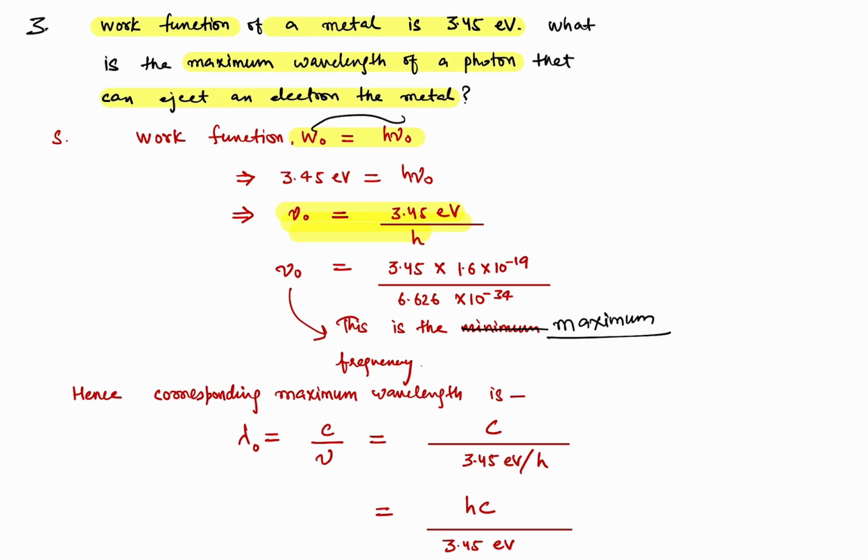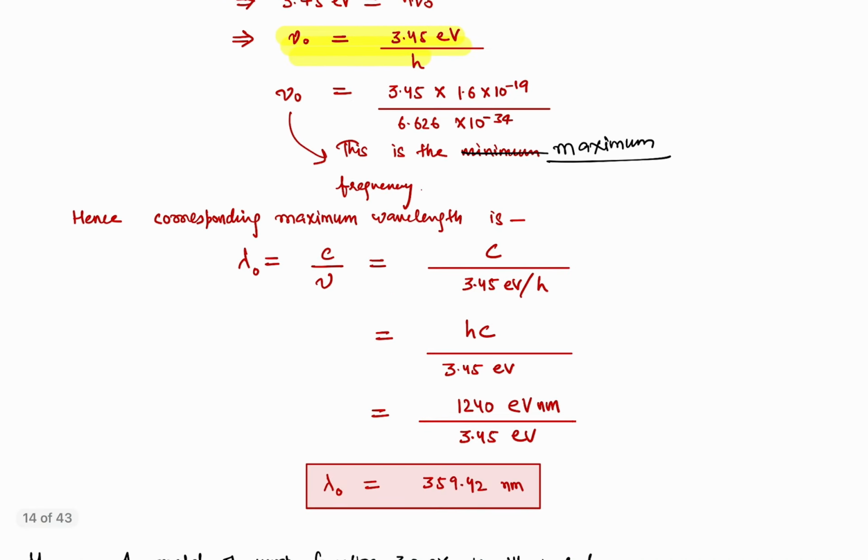Because work function is directly proportional to h nu, that is, frequency. Work function is directly proportional to frequency. So frequency is going to be maximum for the work function to become more, but wavelength could be minimum because that is an inverse relation.